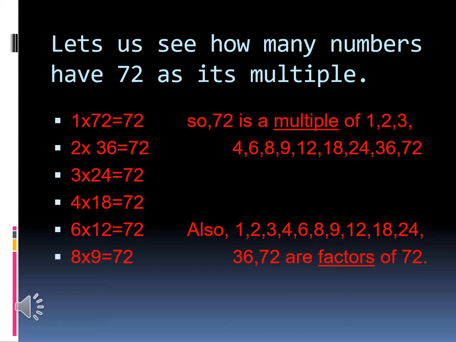Next table is 5. The divisibility rule of 5 is that the ones place should be 0 or 5. So 72 is not divisible by 5. So 5 is not a factor. Next is 6. If it is divisible by 2 and 3, then it is divisible by 6 also. So 6 into 12 is equal to 72. So now you got the multiplicand as 12.